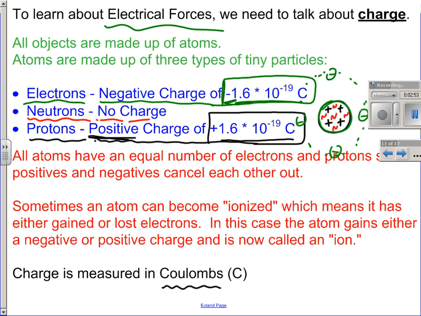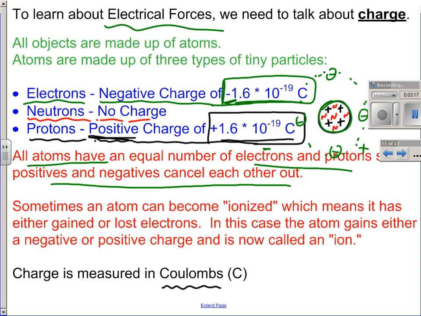forces. Now, it turns out that all atoms have an equal number of electrons and protons. So you're going to have just as many negatives as you do positives. And so those positives and negatives cancel each other out. So an atom doesn't have any charge. It's got charges in it, but the positives and negatives cancel out, so there's no net charge. There's no overall charge.